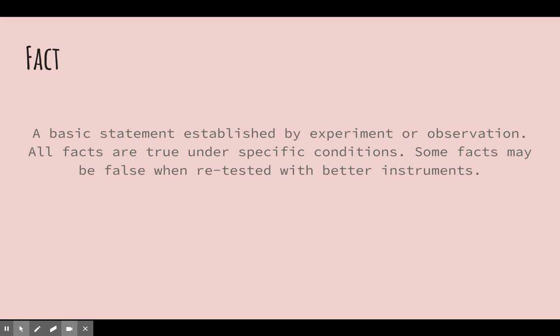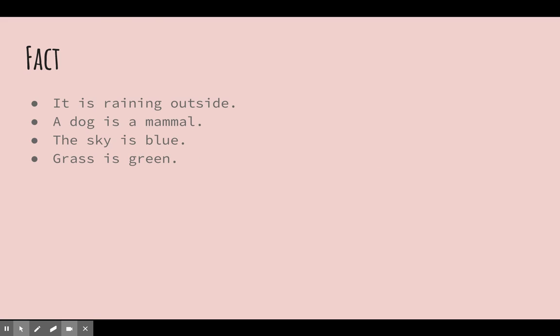So a fact. A fact is a basic statement established by experiment or observation. All facts are true under specific conditions. Some facts may be false when retested with better instruments. To break down what that is saying, it becomes fact after it's been experimented on or observed, and that fact is true under a specific condition. So, for example, it is raining outside. That is a fact when it's actually raining. When it's sunny outside, that's a different specific condition, so it's no longer raining.